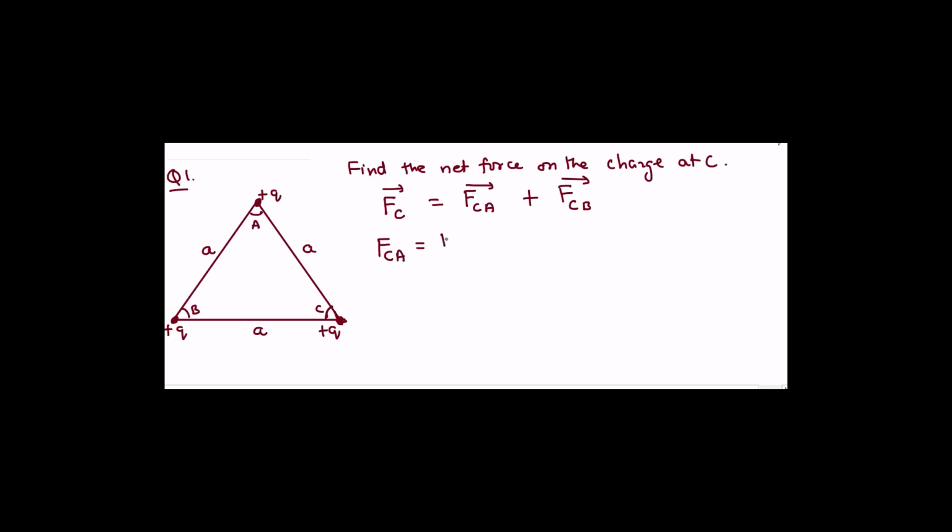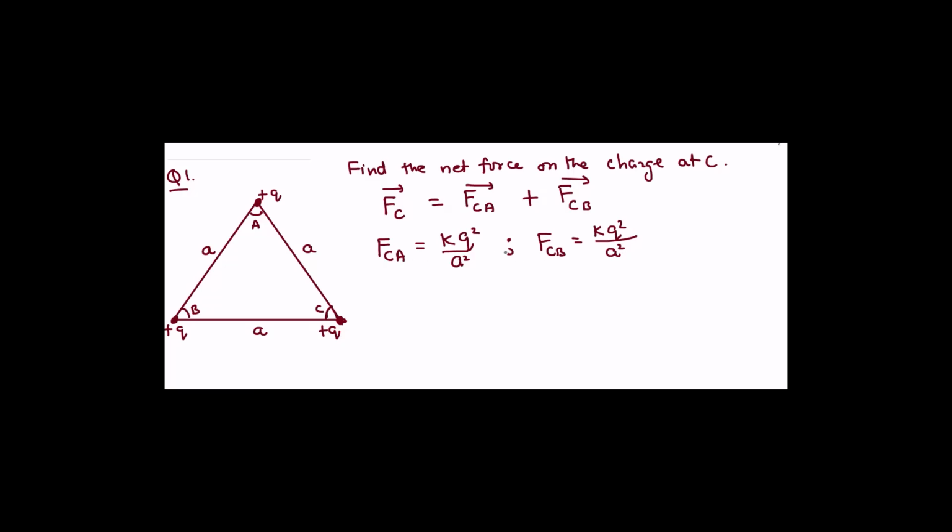We know that it is given by k into the multiplication of the charges. The charges over here are q and q, so I will get q squared, and the distance between them is a. The separation is a, so a squared. So this is FCA. What about FCB? FCB, again k. The two charges involved are both q, so I'll get q squared. The distance between the two charges is a, so I'll get a squared.